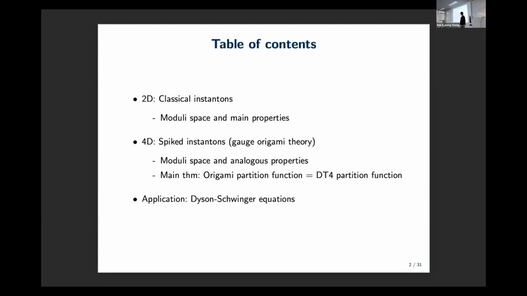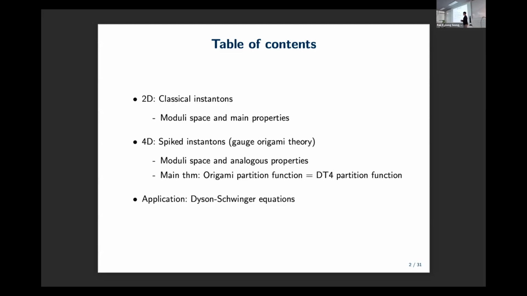So there is a 4D theory developed by Nekrasov, which he calls gauge origami theory, and this parameterizes what he calls spiked instantons. I will introduce the moduli space, and I will try to make some analogy between 2D theory and 4D theory. And one of the main contents of this talk is that on the left-hand side, we have an origami partition function, which Nekrasov defines. And from a mathematical point of view, this is something defined only locally at each fixed point.